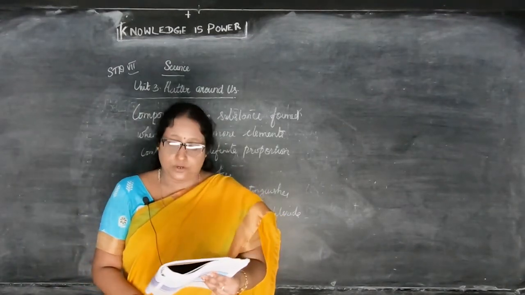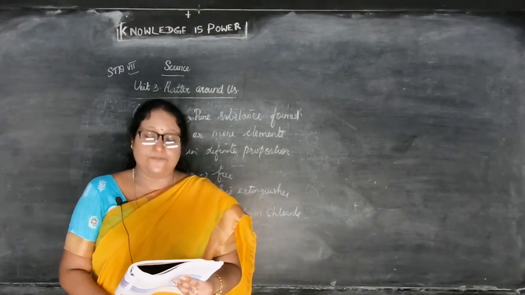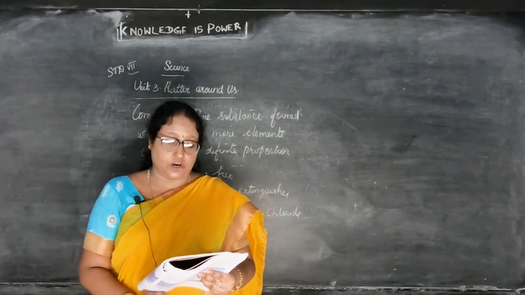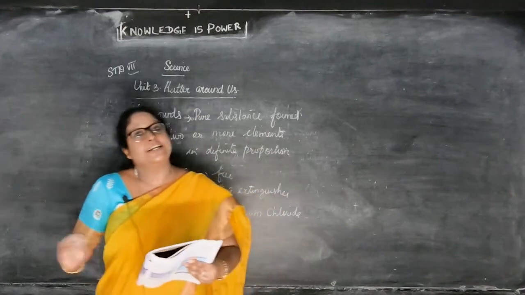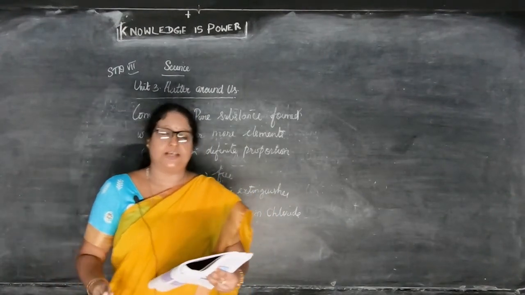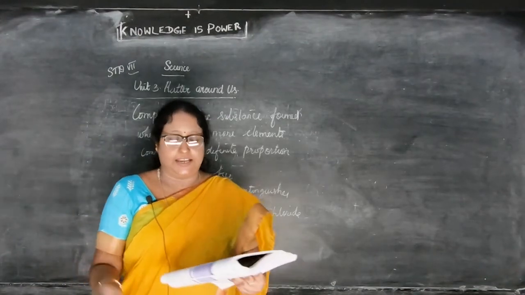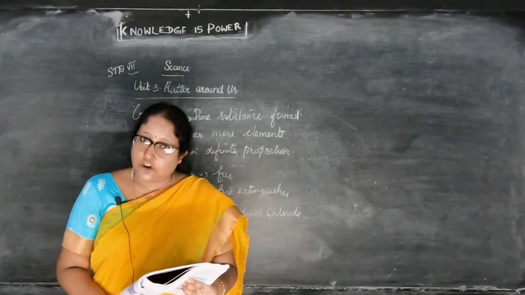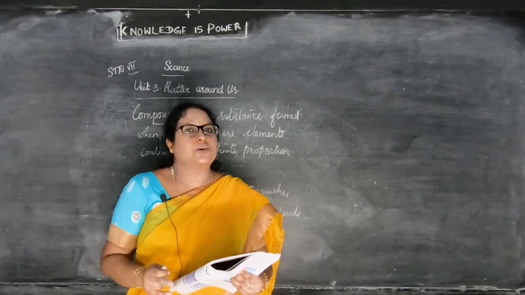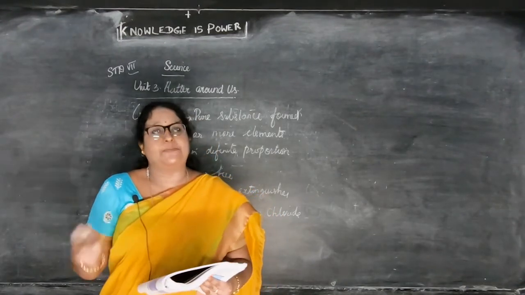Then a compound cannot be broken down by physical methods. This is because a compound is made up of different elements. Many elements are there, so it cannot be broken down physically, that is, we cannot do it by hand. So the compound cannot be broken down by physical methods because it is made up of many elements.